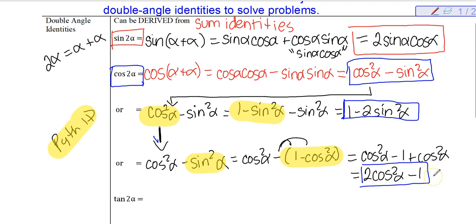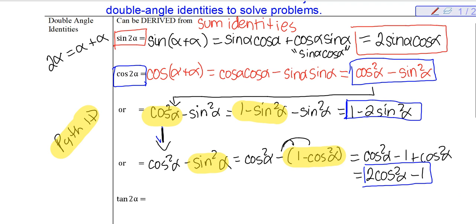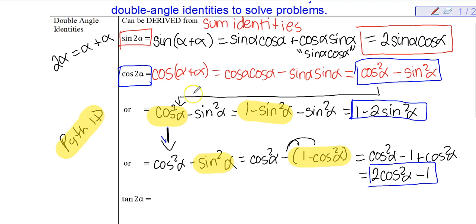Now, why is it important or why is it useful to know that? So let's say that I give you this information. I tell you that the cosine of theta, 1 theta, not double theta, is equal to 1/2. And I want to know what the cosine of 2 theta is. Which of these 3 formulas would you choose to use so that you could solve for that?